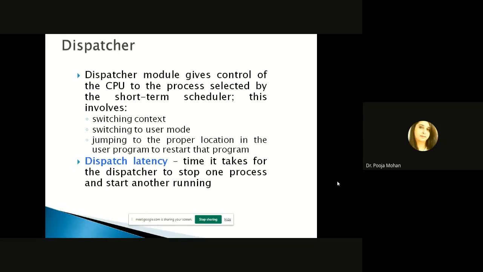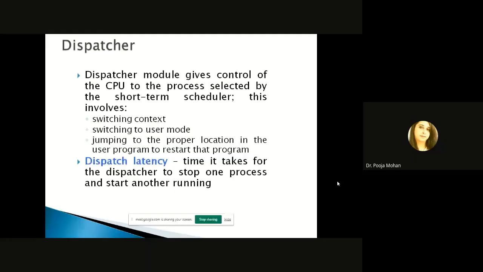So there are two types of mode, user mode and kernel mode. The dispatcher has to switch to user mode for the execution of a process. Similarly, the dispatcher has to jump to the proper location in the user program so that the program will restart again. So these are the functions performed by the dispatcher.